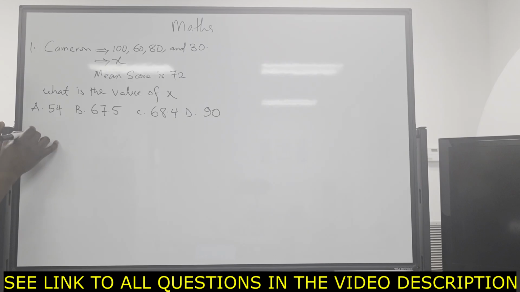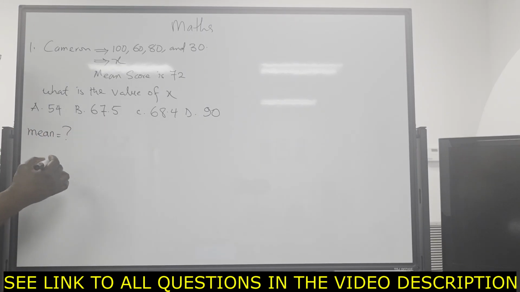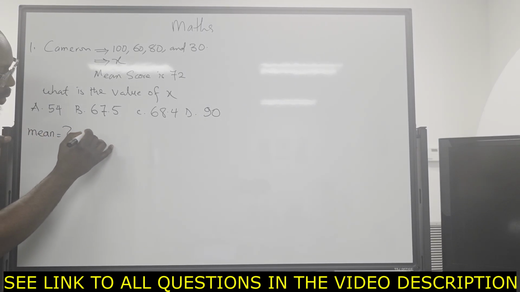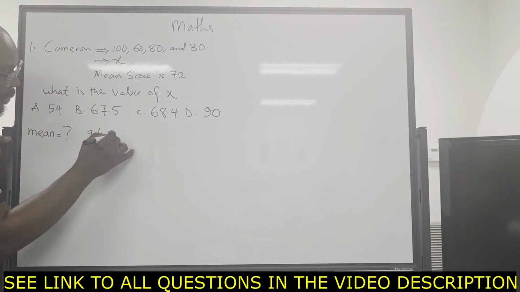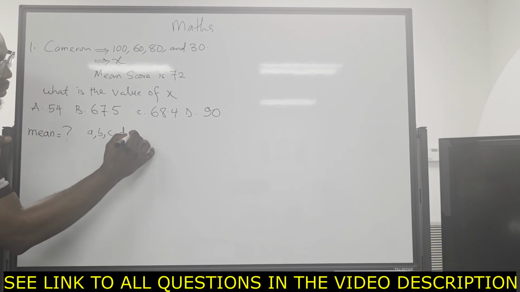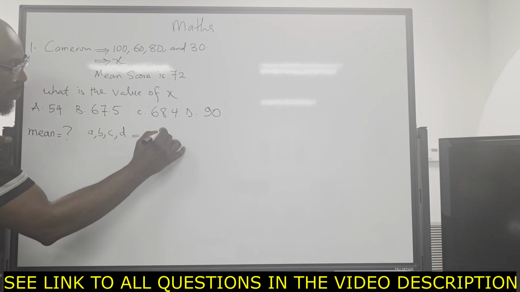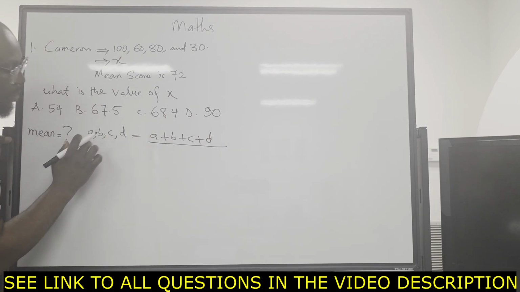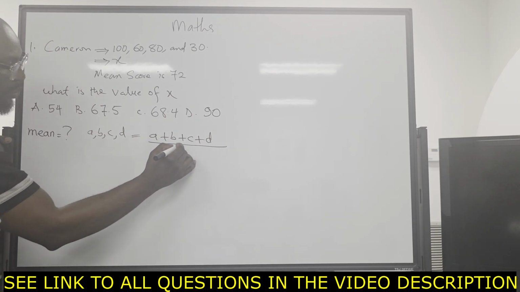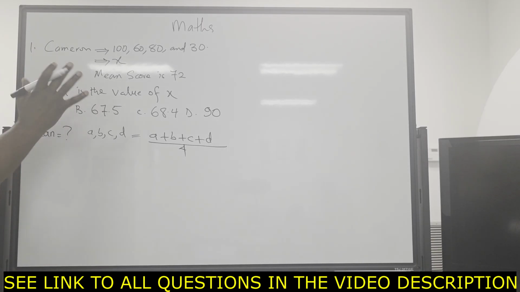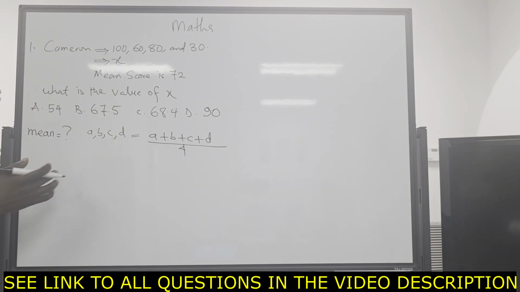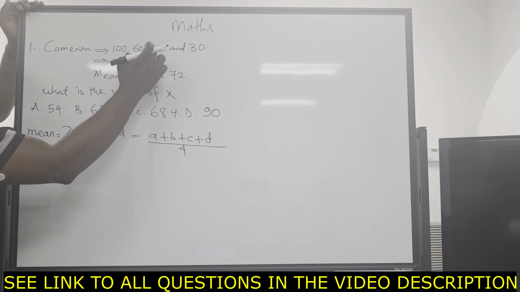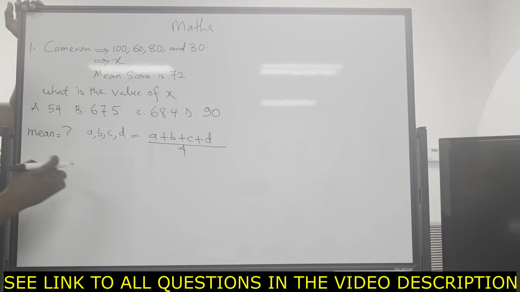So what is mean? Mean is the average of a set of numbers, right? So for example, if you have numbers A, B, C, and D, the mean of these numbers is A plus B plus C plus D divided by the number of values that you have, 1, 2, 3, 4. So in our question, we can do the same thing. We have 100, 60, 80, 30, and X. Those are the different values that we have.